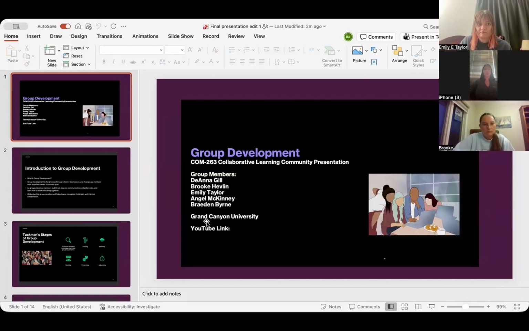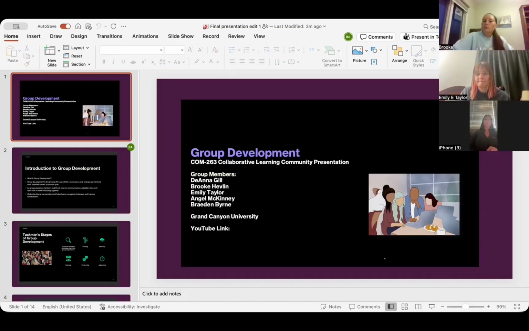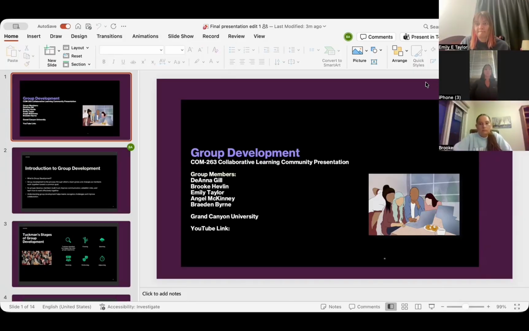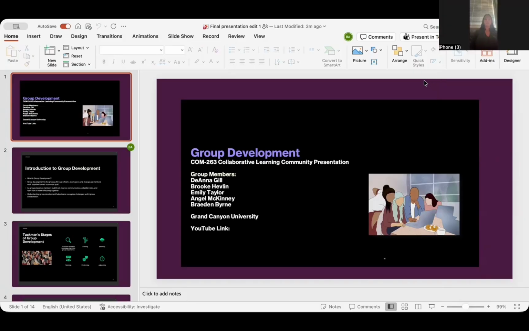Introduction to group development. What is group development? Group development is a process through which a team grows and changes as members work together toward a common goal. As groups develop, members build trust, improve communication, establish roles, and learn how to work effectively together. Understanding group development helps teams recognize challenges and important collaboration.